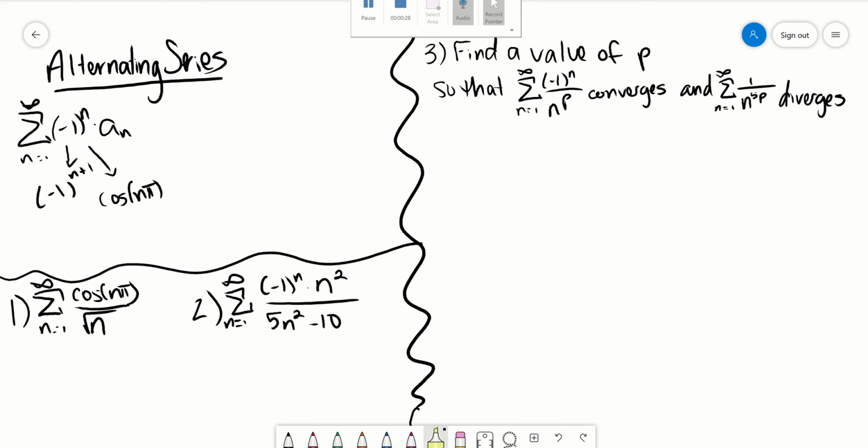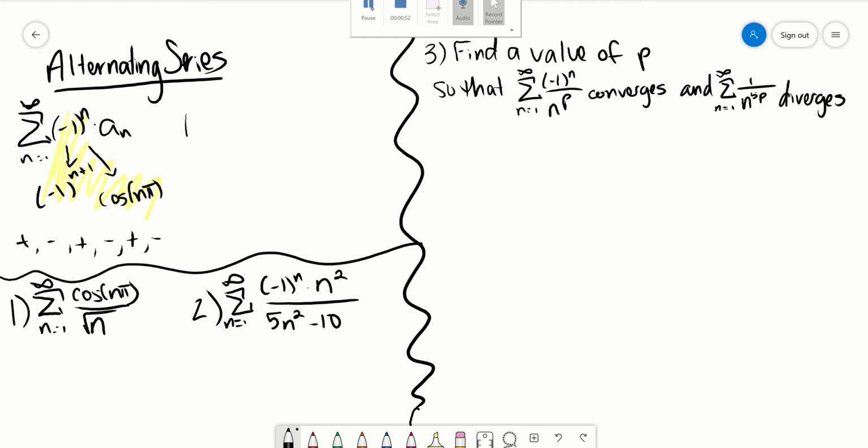What we're looking for with this first part is something that's going to make the series go positive, negative, positive, negative, or vice versa. You just want to make sure that each term has a different sign than the one in front of it. So with an alternating series, there are two things that you need to check for.